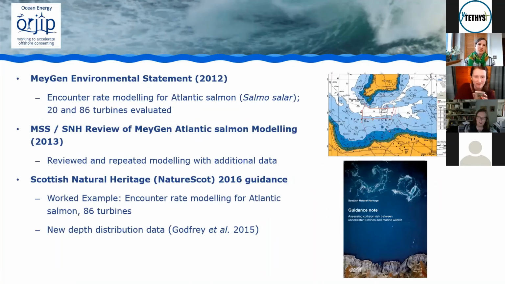What I wanted to do over the next few slides is look at the progression of collision risk modeling from the initial modeling that was done in the MeyGen environmental statement, and then how that was reviewed by Marine Scotland in 2013, and then how that was progressed as part of Scottish Natural Heritage's 2016 guidance. What I want to show is how different inputs to the models, or slight tweaking of the models, resulted in different types of outputs, just to give a bit of food for thought for the next bit of discussion. So next slide, please.